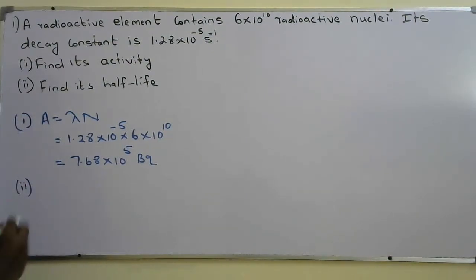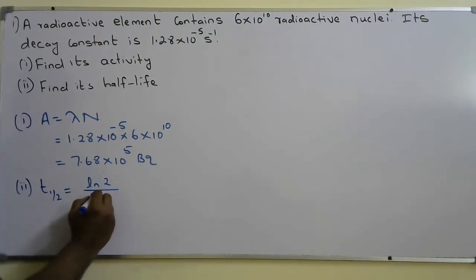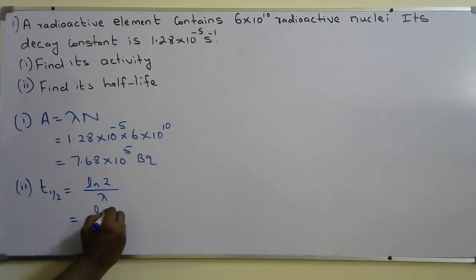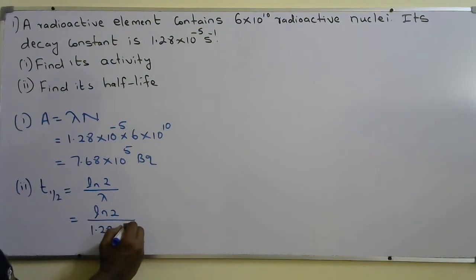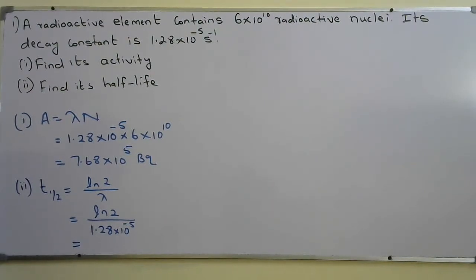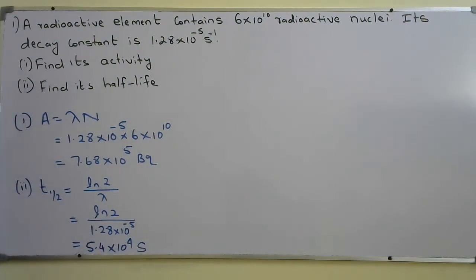So the second part, T half is given in the data sheet as ln2 over lambda. So ln2 over lambda, with lambda given as 1.28 into 10 to the power minus 5, so that will be 5.4 into 10 to the power 4 seconds.